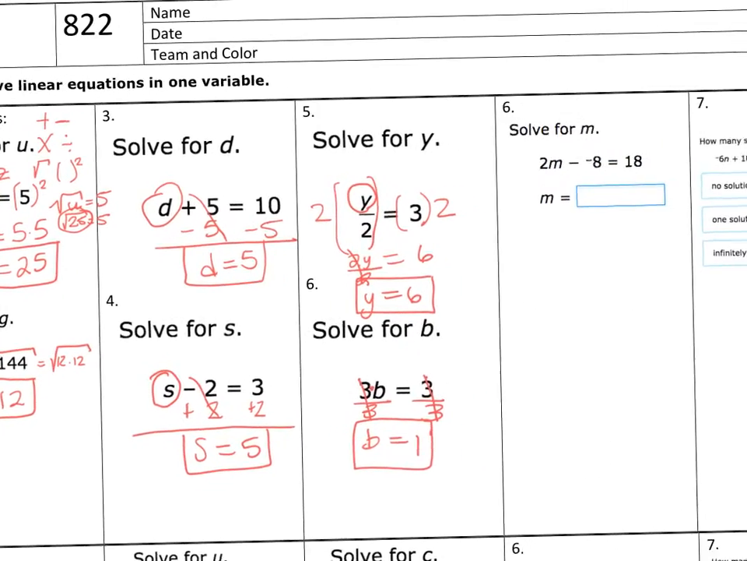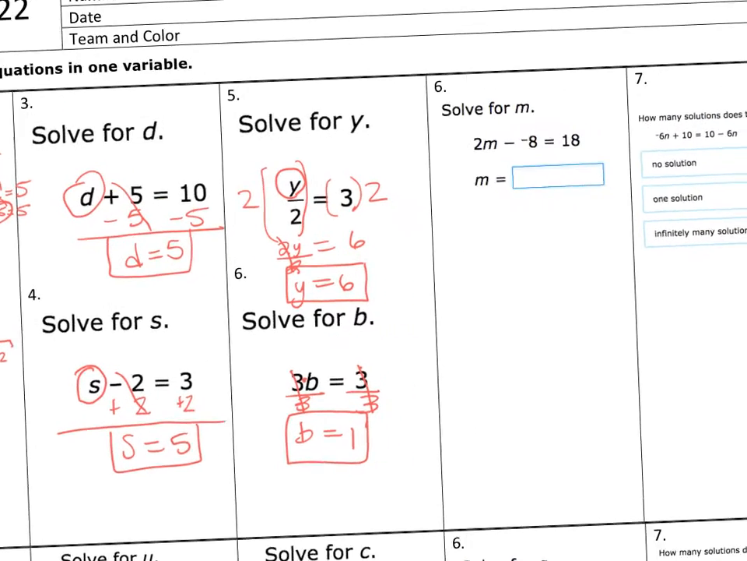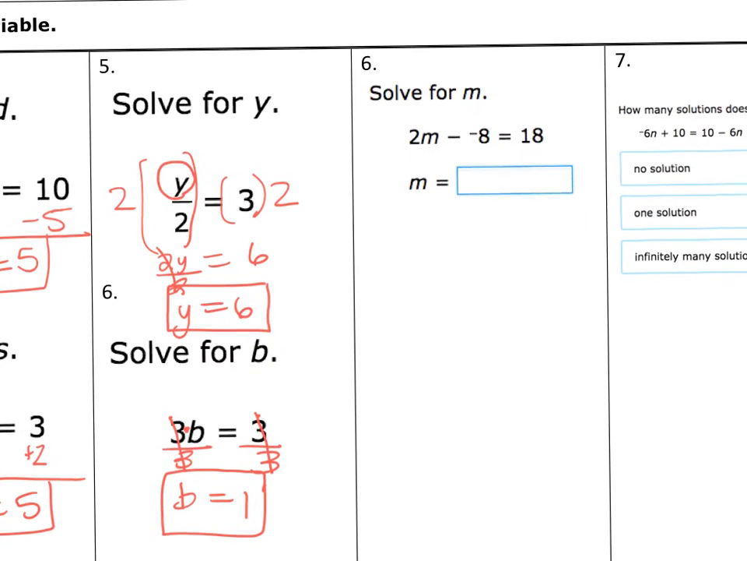So number 6 says solve for m. 2m minus negative 8 equals 18. When you have subtraction of a negative integer, you want to clean that up. That's technically the addition of the opposite. Okay, so you have now 2m plus 8 equals 18.